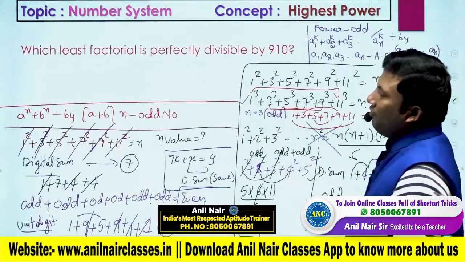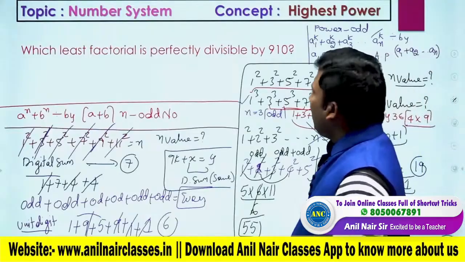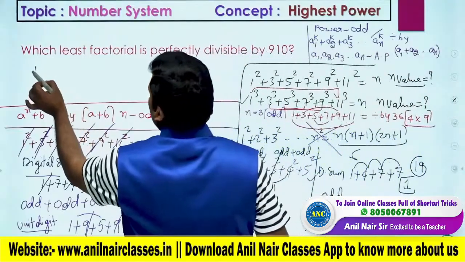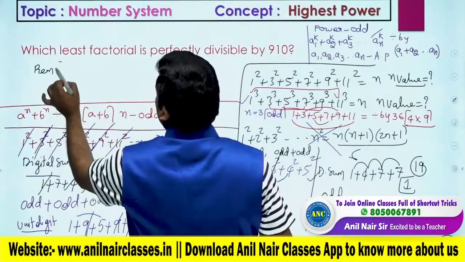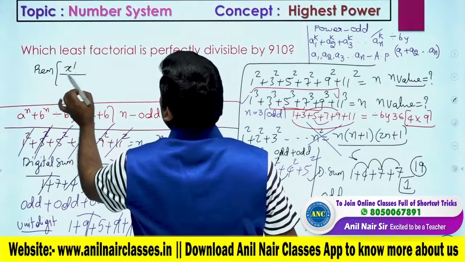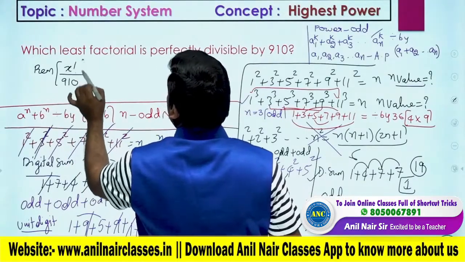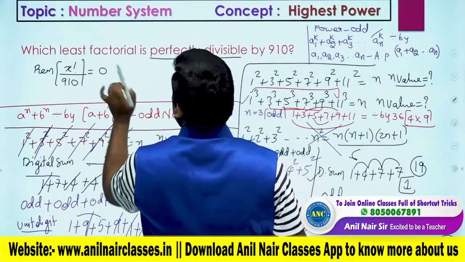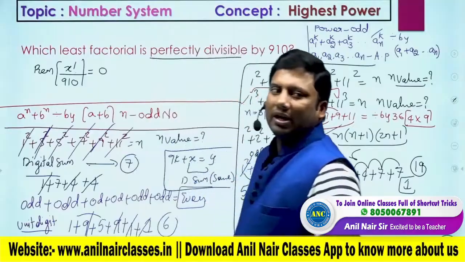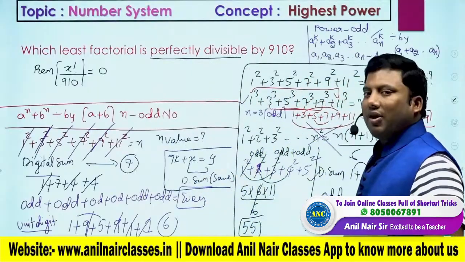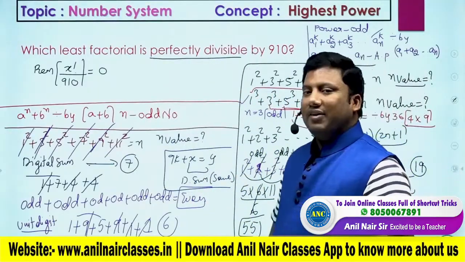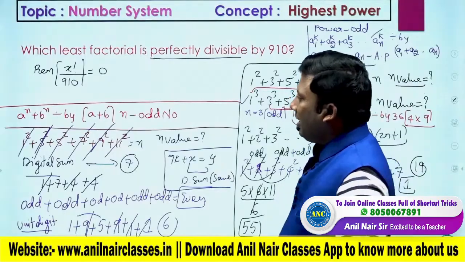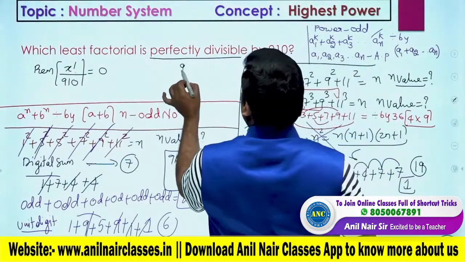Now see here. Which least factorial is divisible by 9, 10? That means the question he is asking: x factorial is divisible by 9, 10. Perfectly divisible means remainder should be 0. In mathematical format, x factorial divided by 9, 10, remainder it is 0.